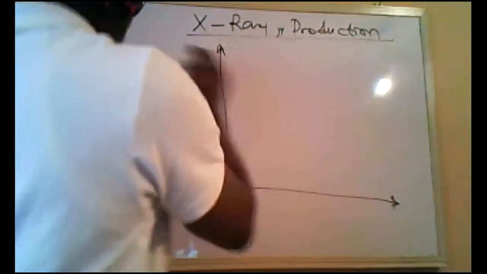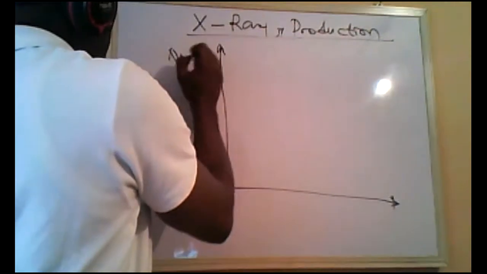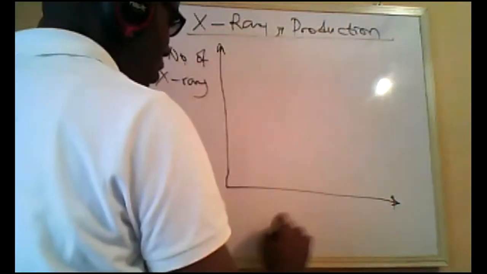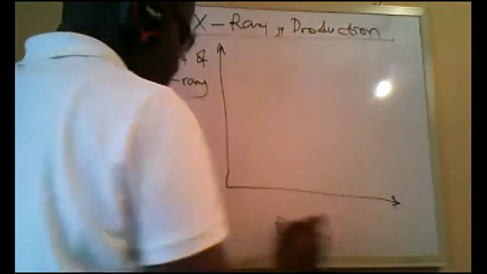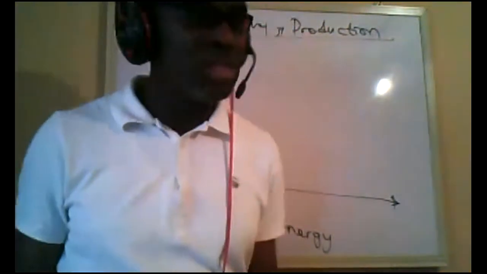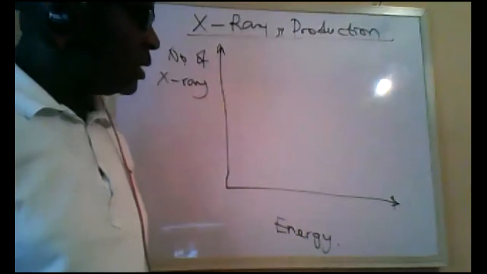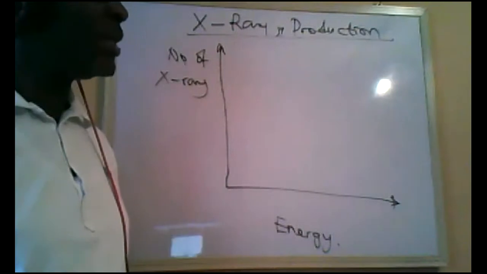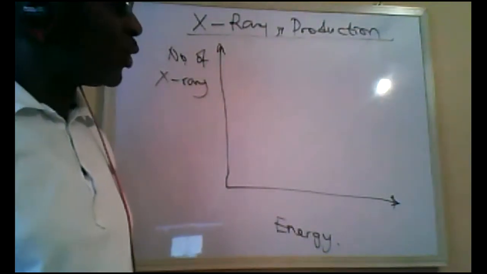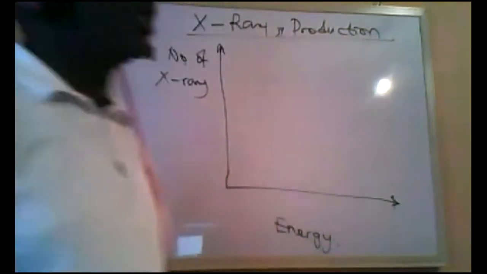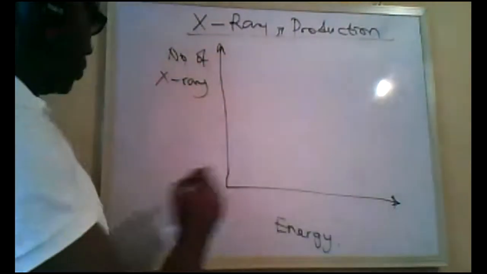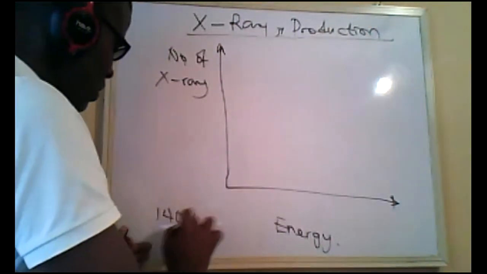So this is a graph of the number of X-ray photons against the energy. At times we might be asked an intelligent question during exams. You might be asked to draw a representative graph of an X-ray tube operated at 140 kV.